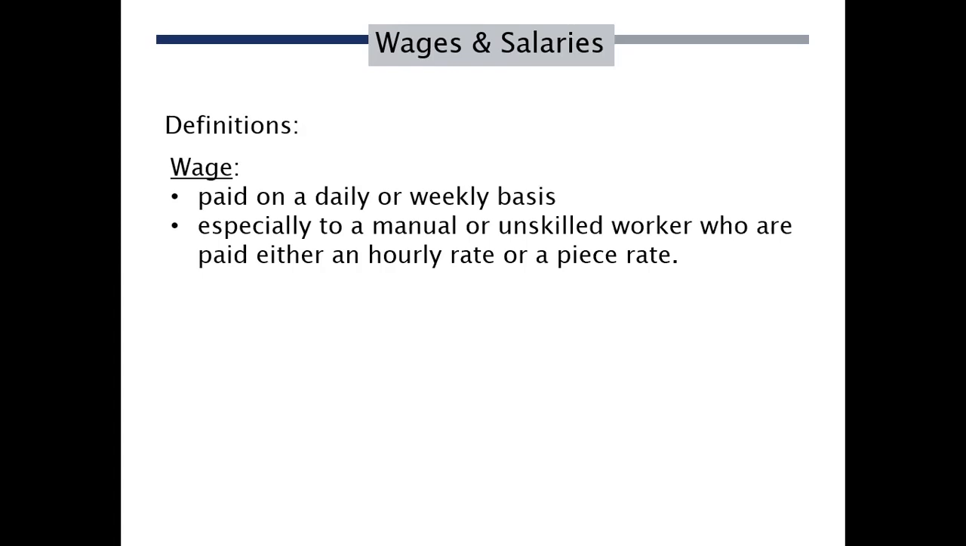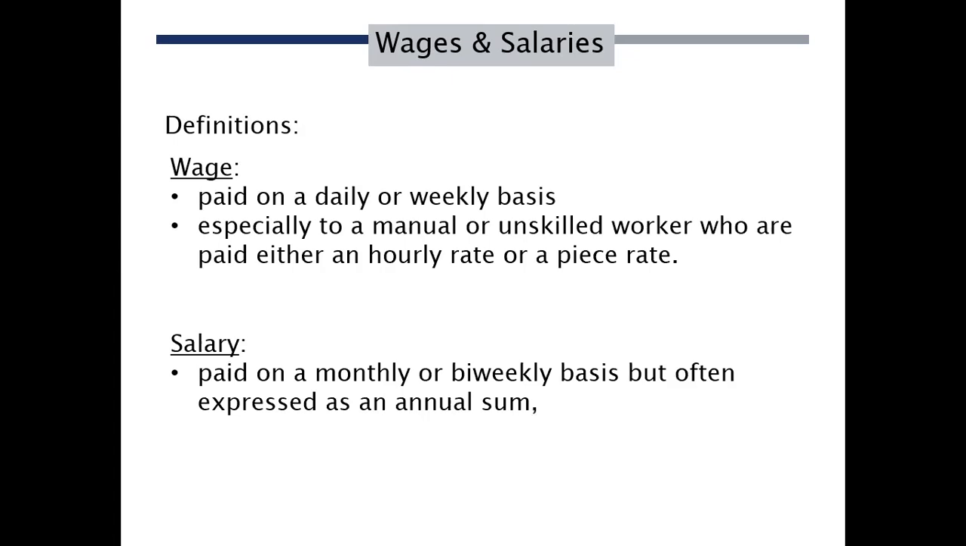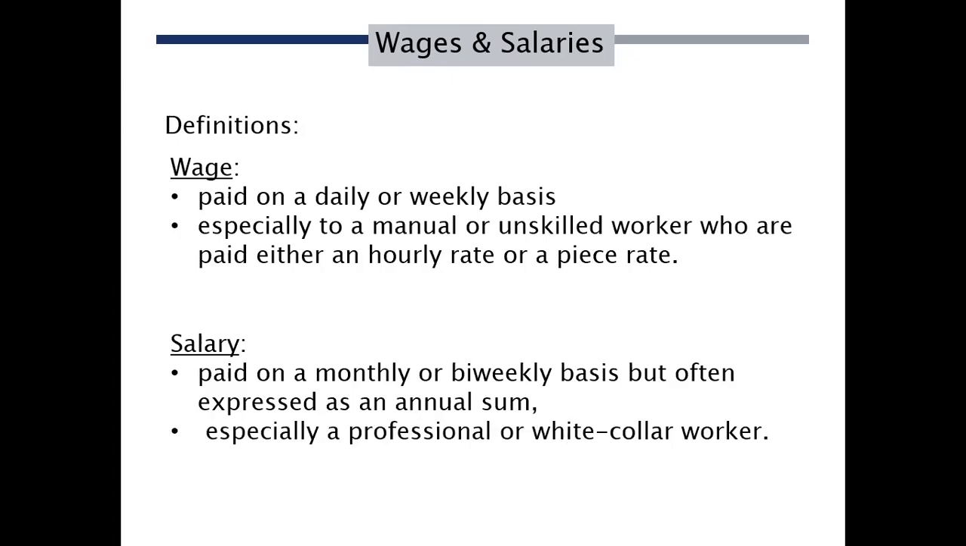Starting with the terms wages and salaries. It's important for you to note that these two things are different. We use them together, we use them interchangeably sometimes, but they really are different. So here's what a wage is. A wage is usually paid on a daily or weekly basis, and it's going to be paid to manual or unskilled workers who are either paid an hourly rate or a piece rate. Salary. A salary is paid on a monthly or weekly basis and is often expressed as an annual sum. This is especially for those professional and white-collar workers.